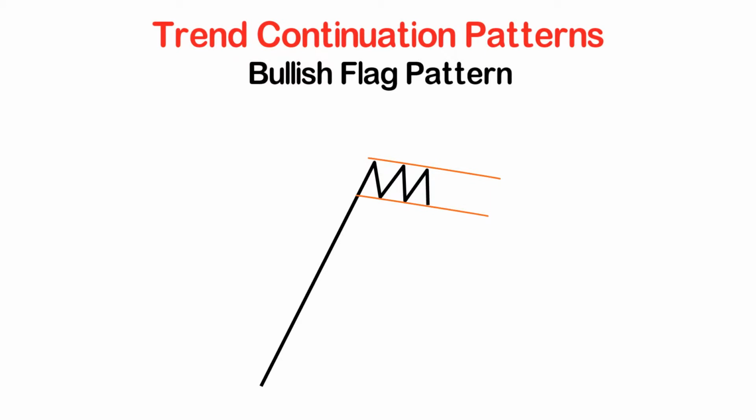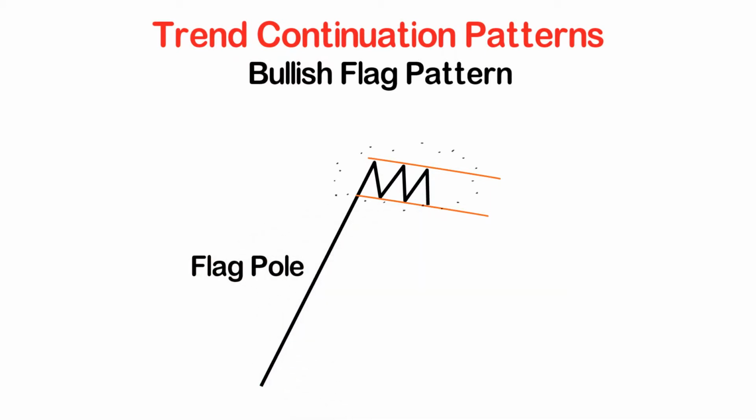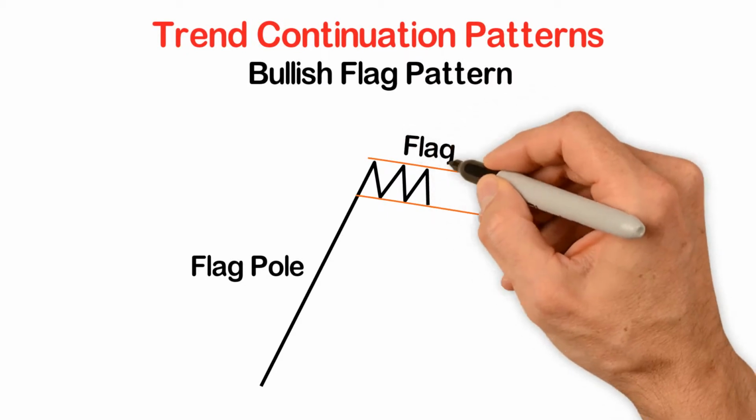It appears after a strong move upwards and consists of a flagpole as a strong move to the upside and a consolidation phase, which is known as the flag. Let's take a look at some examples.